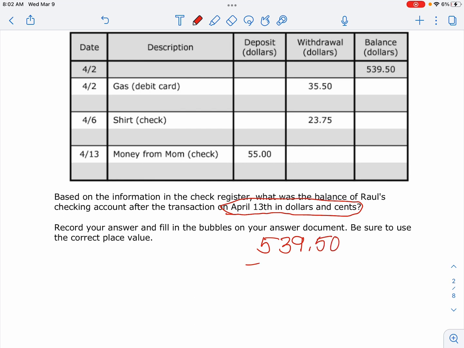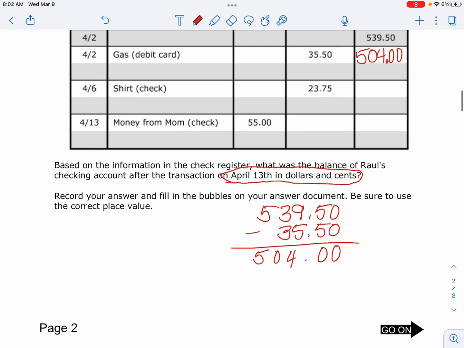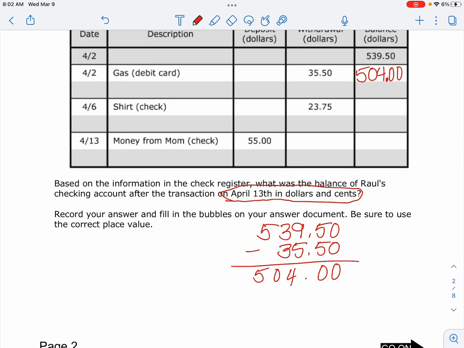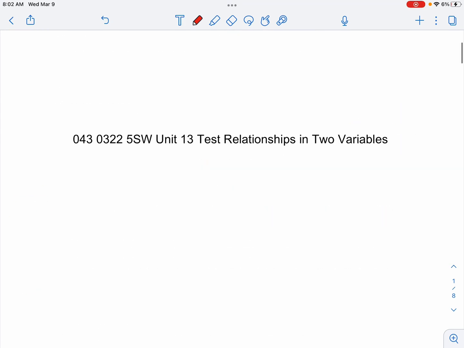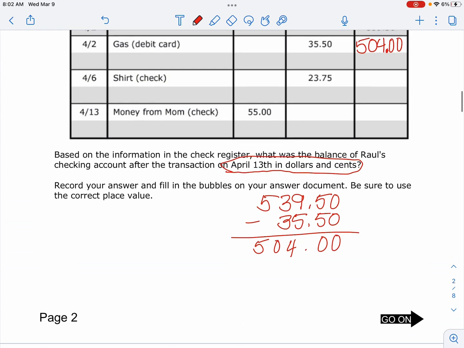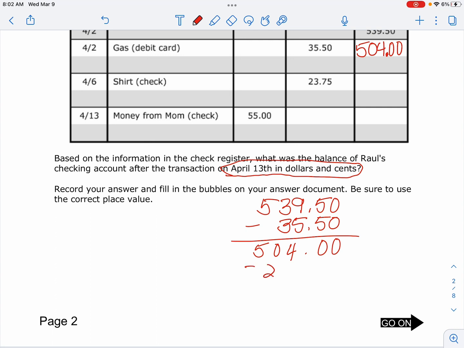$539.50. So we subtract $35.50. So he has $504 as his ending balance. And then he wrote a check to buy a shirt. So we are going to subtract $23.75. So we're going to have to regroup here.